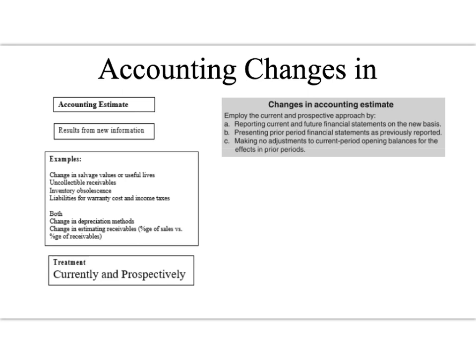So if you have both, change in depreciation methods, you will see that a lot. You will see change in receivables, percentage of sales, or percentage of receivables a lot as well. So remember, those are both, and that is considered to be an accounting estimate, and it will be currently and on.